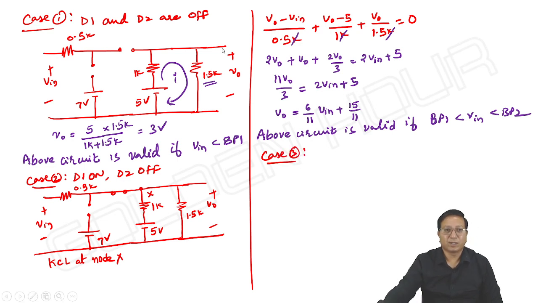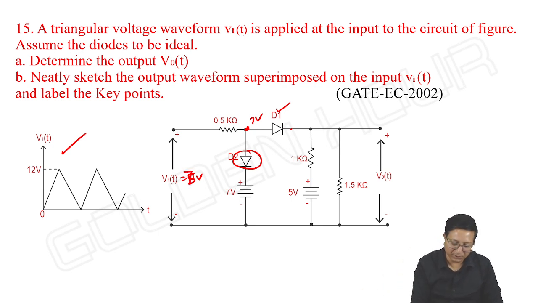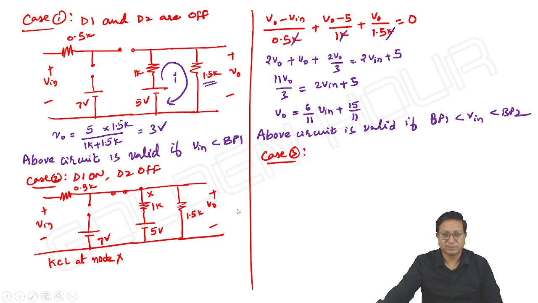Both D1 and D2 are off. First case 1, both D1 and D2 are off. Next, D1 on, D2 off. Next, D2 is on. Once D2 is on, it acts as a short circuit. What comes here? 7 volts. For 7 volts, what happens to D1? D1 still conducts. If the input is more than 7 volts, what exactly it is, we do not know. We have to find it. So, both D1 and D2 are on.